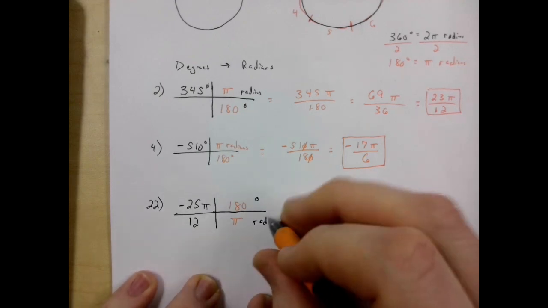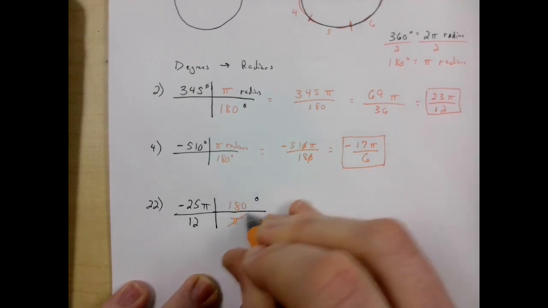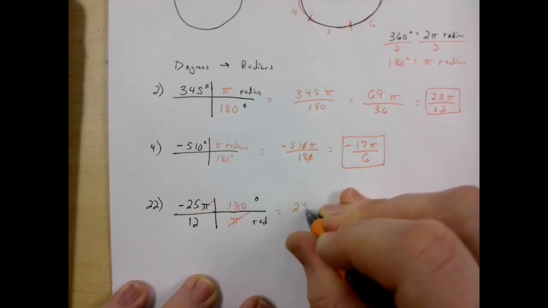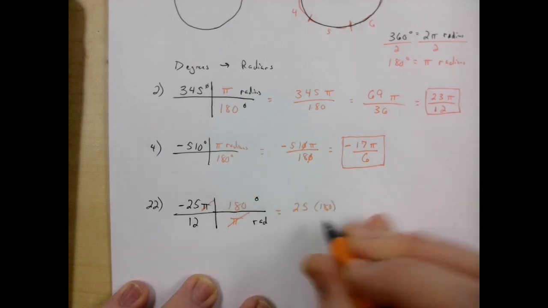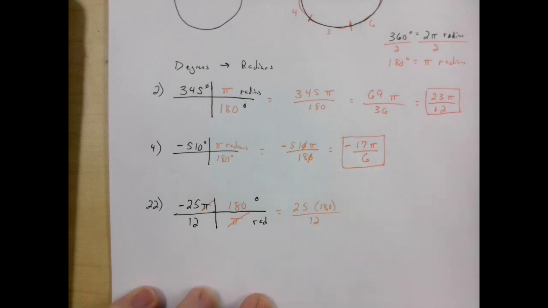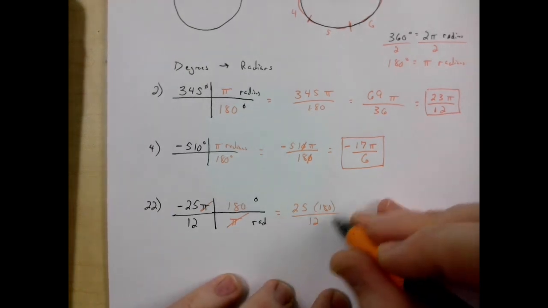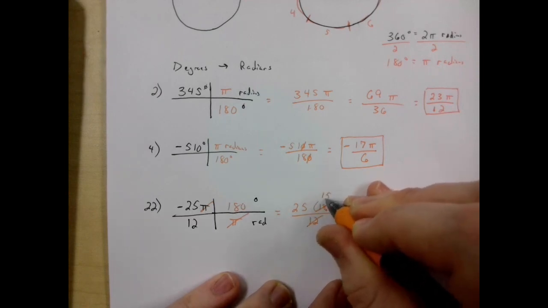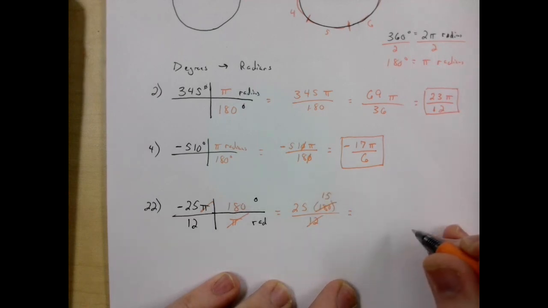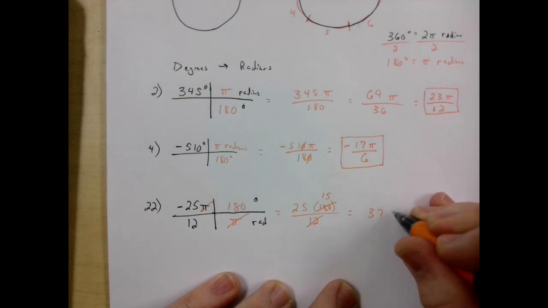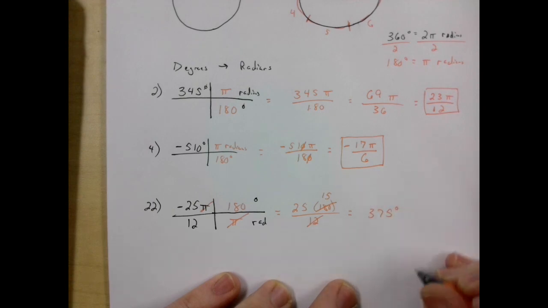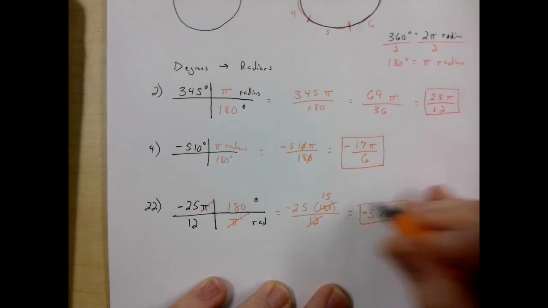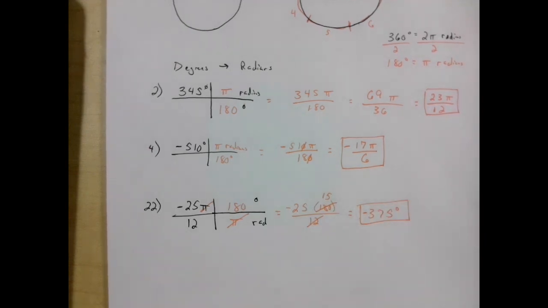Now I just go ahead and multiply across. Now watch what happens here. Pi cancels with pi, and I'm left with 25 times 180 divided by 12. Alright. 180 divided by 12 is 15. So this becomes 25 times 15, which is going to equal 375 degrees. Don't lose track of your negative sign like I did. So I get negative 375 degrees.